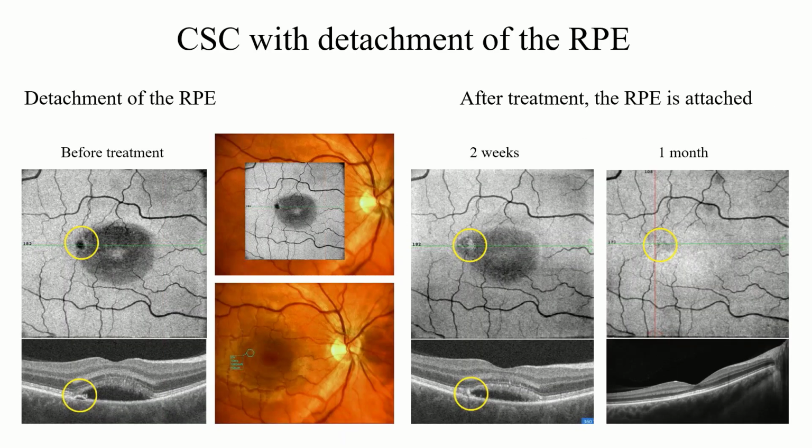This slide demonstrates a CSC with RPE detachment, which was diagnosed using angio-OCT in the in-phase mode. Laser spots were applied to precisely cover the RPE detachment. After 2 weeks, the RPE detachment was absent, and after 1 month, complete resorption of subretinal fluid was observed.